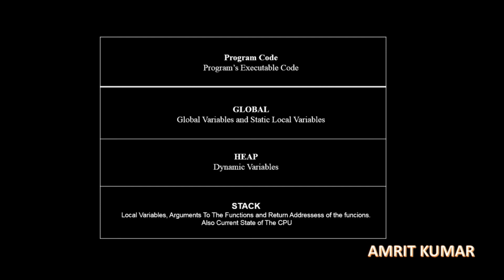Now let's look at the working process of it. The working process is so simple. It is going to store the program's executable code in the program code region. Global is going to store global variables and static local variables. Heap is going to store dynamic variables. Stack is going to store all local variables, arguments of the function, and return addresses of the function, as well as the current state of the CPU. So this is the C memory mapping.